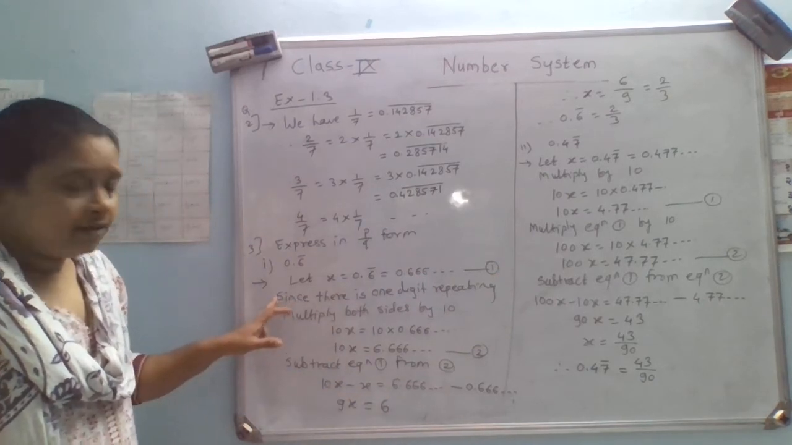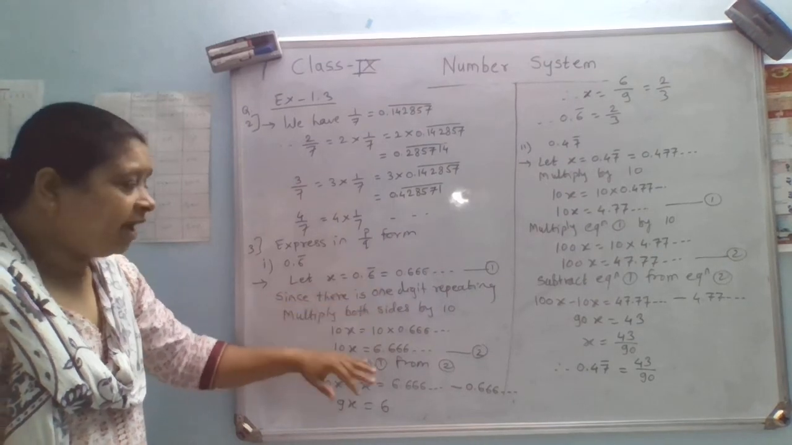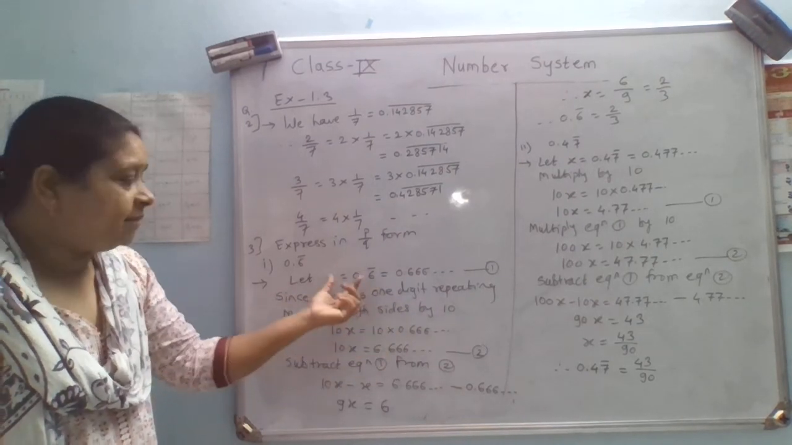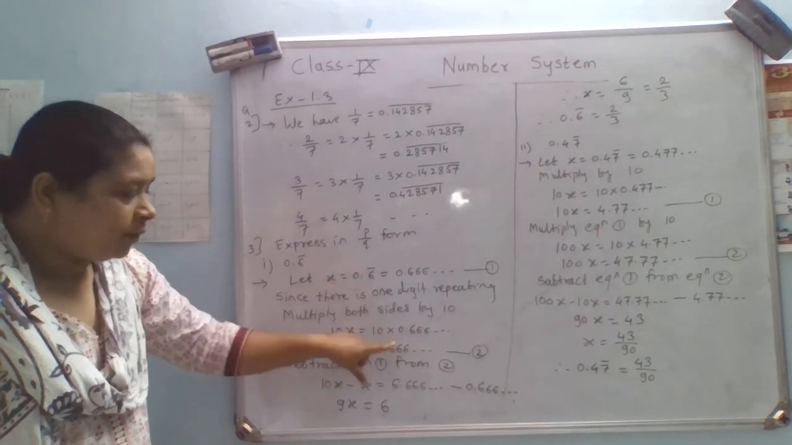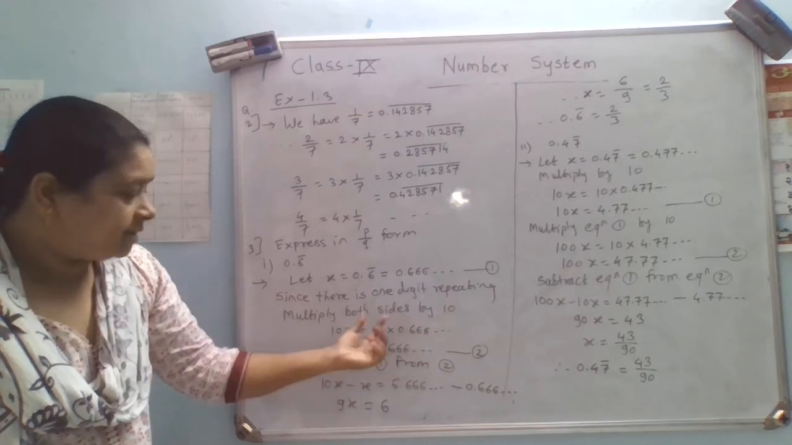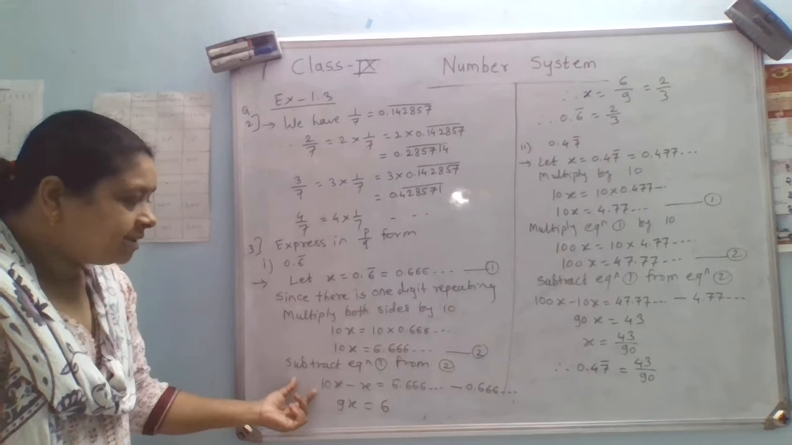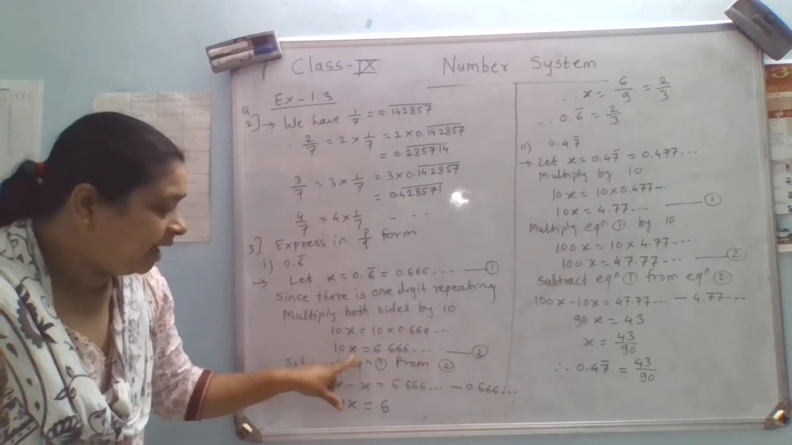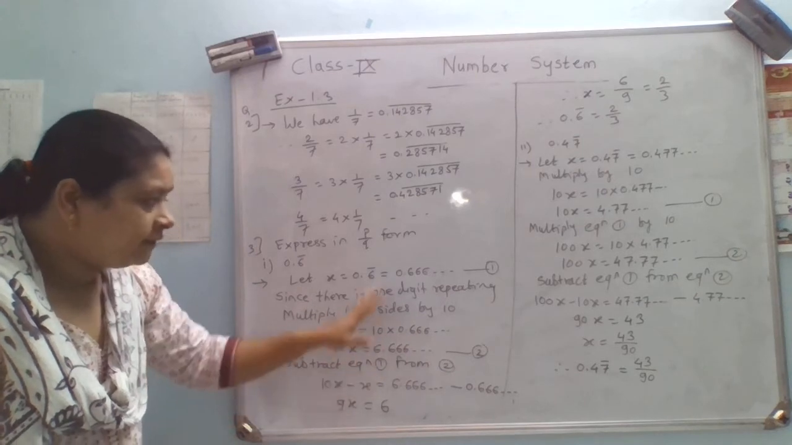Then we know that only one digit is repeating, 6 is repeating. Then you can multiply both sides of this equation by 10. x into 10 becomes 10x, and x into 0.6666 becomes 6.666, after multiplying, since only one digit is repeating. This is equation number 2: 10x is equal to 6.666. Then subtract equation 1 from 2.